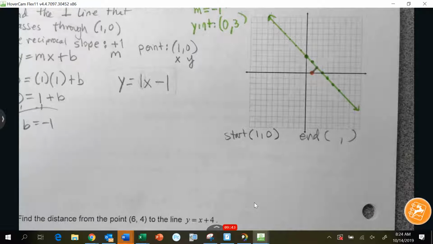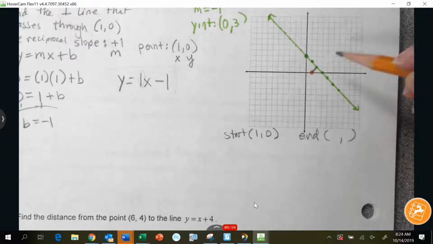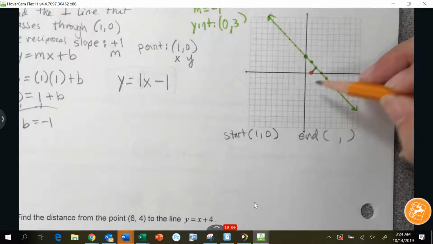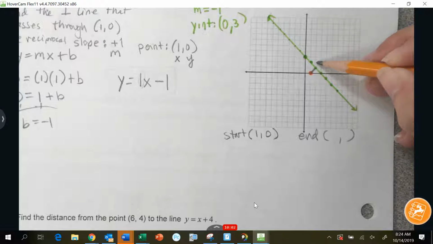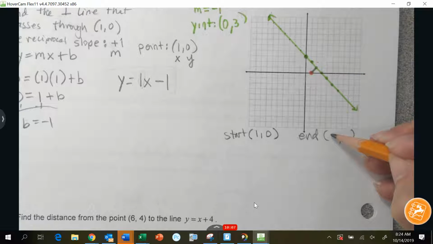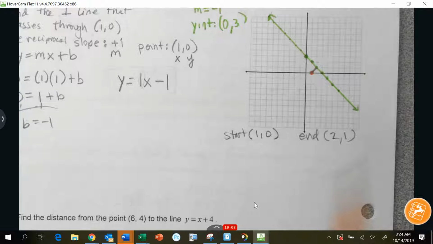Can you look at the graph and tell me the ending point? Somebody yell out the ending point for me. Raylan, can you yell out that ending point? I think you're not looking very carefully, girl. 2, 2 would be here. Okay. And then we would find the distance between those.